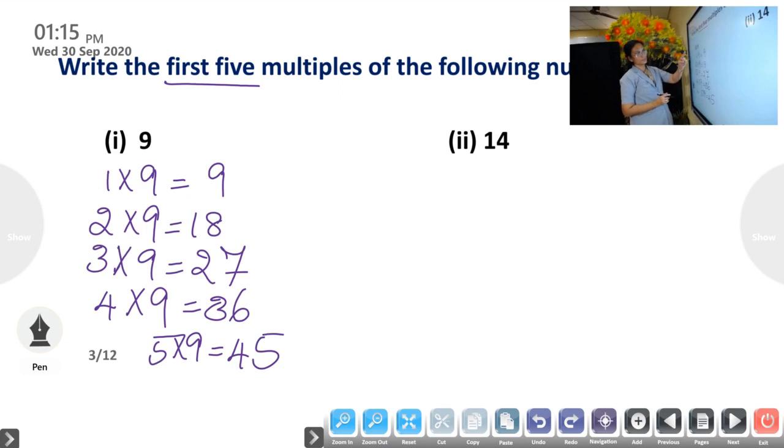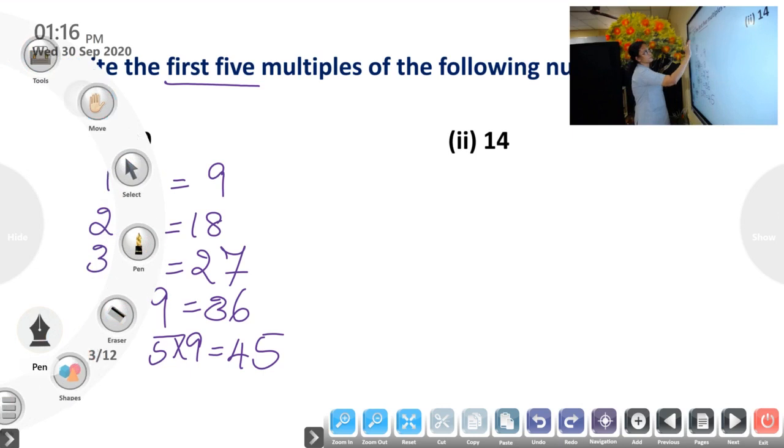So first multiple of 9, 1 into 9, 9. Second multiple, 2 into 9, 18. 3 into 9, 27. 4 into 9, 36. 5 into 9, 45. So which are the first 5 multiples?